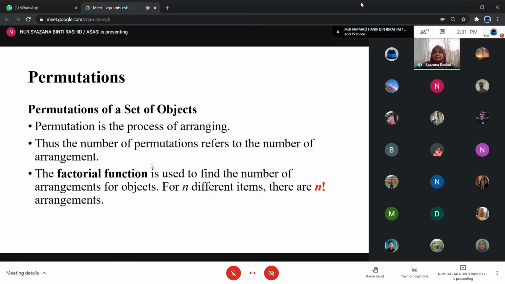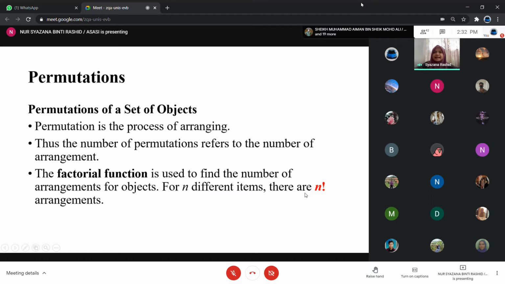Okay. In permutation, we have 4 different situation. Dalam permutation ni 4 different situation that need you to use 4 different formula. Okay, 4 formula yang you akan guna nanti bergantung kepada 4 situasi yang berbeza. Okay, I go one by one. So ini yang pertama lah. Formula for finding the first permutation, the number of permutation is using factorial function. Formula dia n factorial.